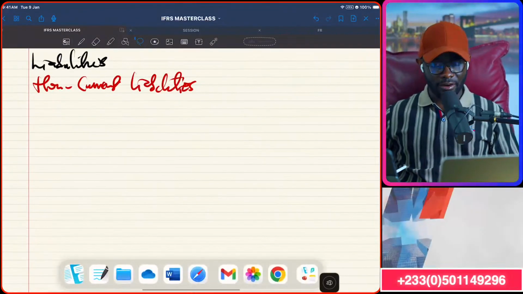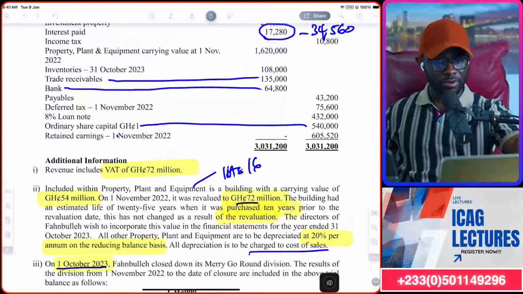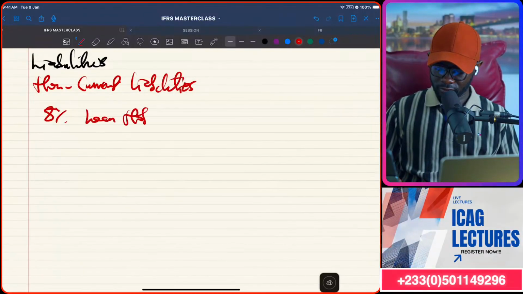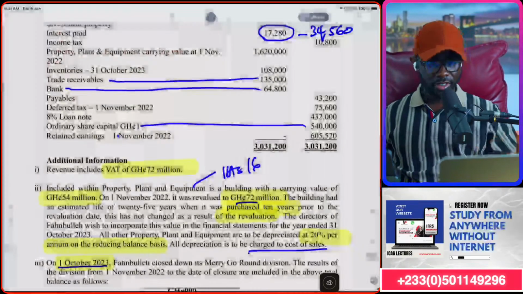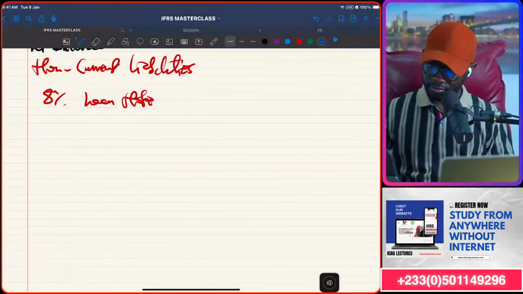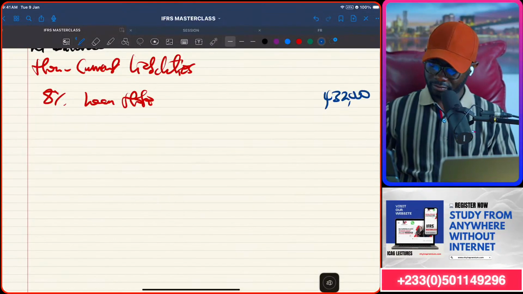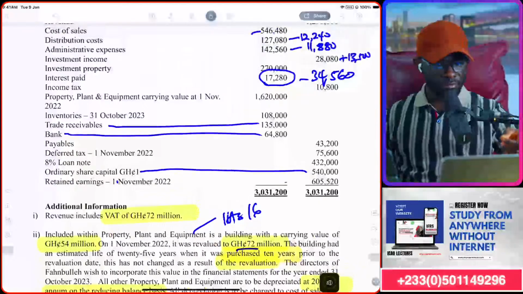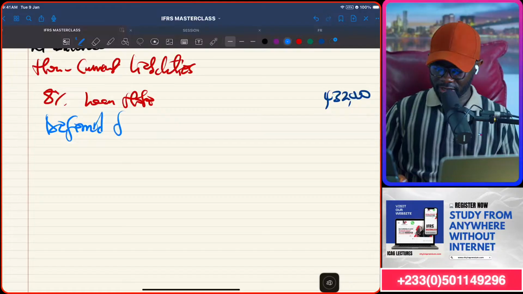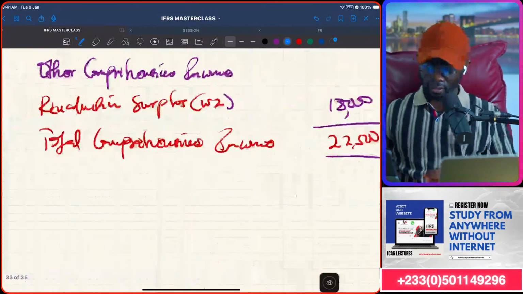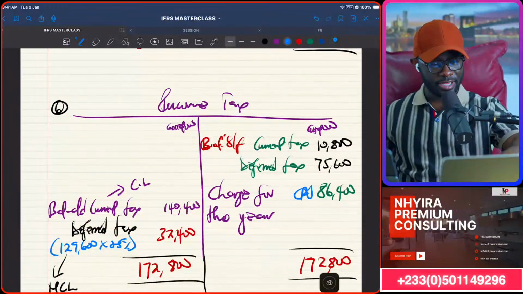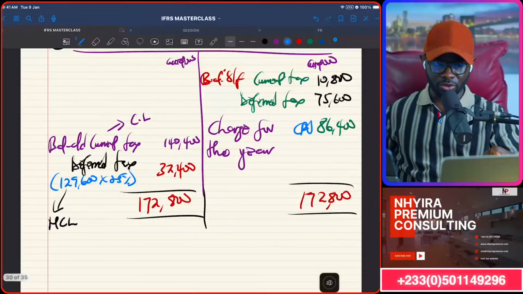So under the non-current liabilities, we'll have the 20% loan note, the 8% loan note coming up. The total figure there is 432,000. Then what else will come? The deferred tax that we did is a non-current liability. So from the tax account we prepared in working 6, the deferred tax closing figure, 32,400.